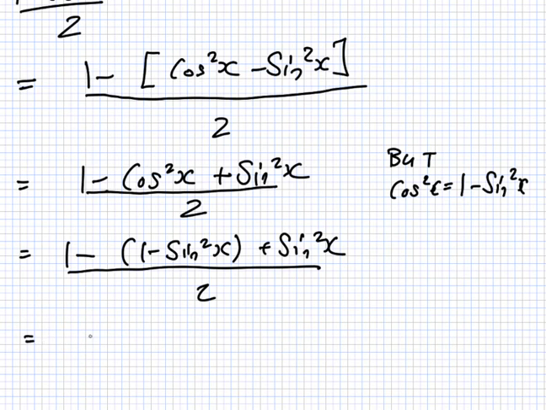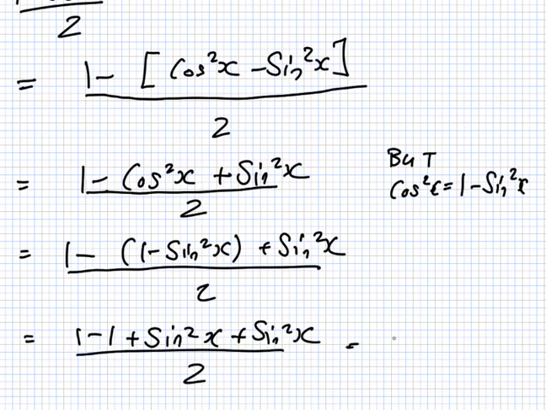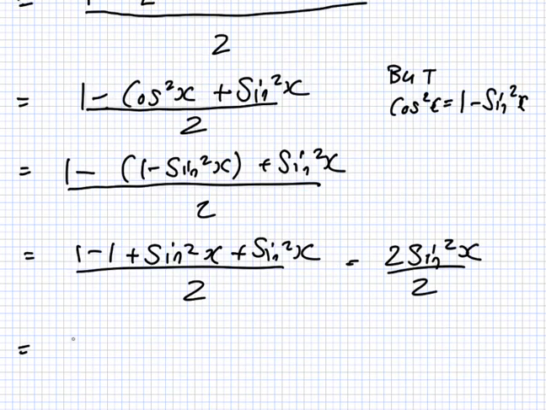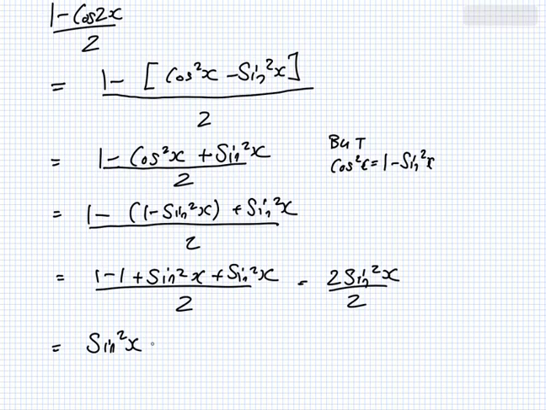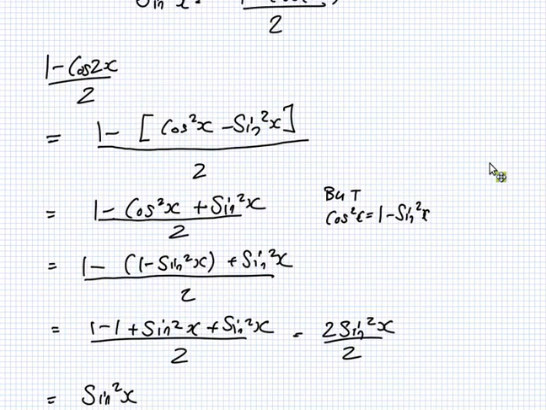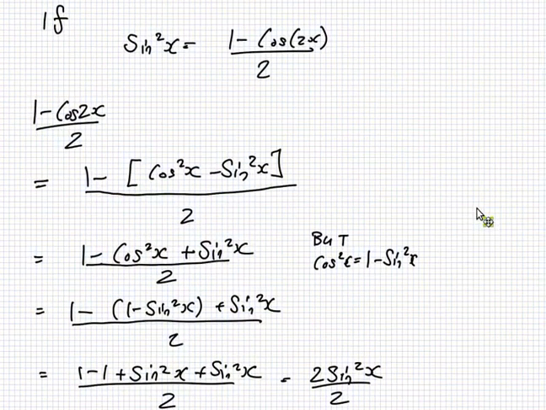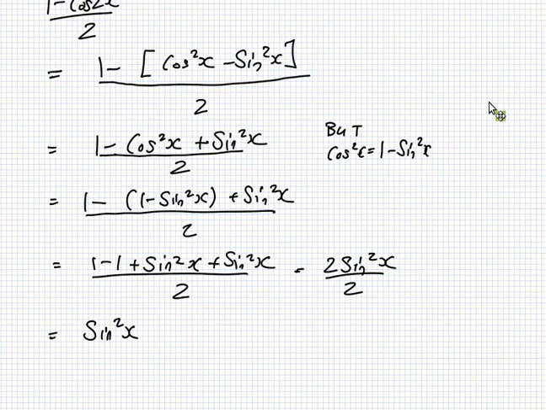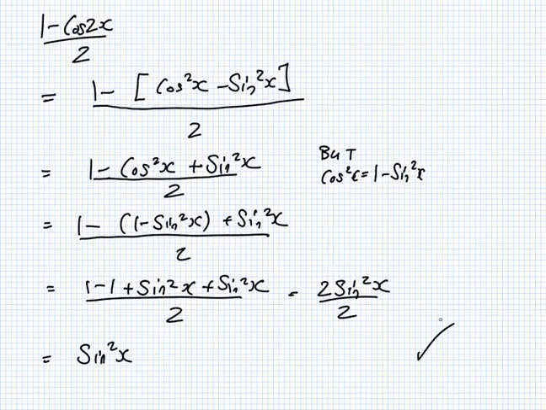So here this is 1 minus 1 plus sine squared x plus sine squared x all over 2. So this is 2 sine squared x over 2. So this is sine squared x, which is what you wanted. Because I said at the start, show it's equal to sine squared x. So there you go, that one's done there.